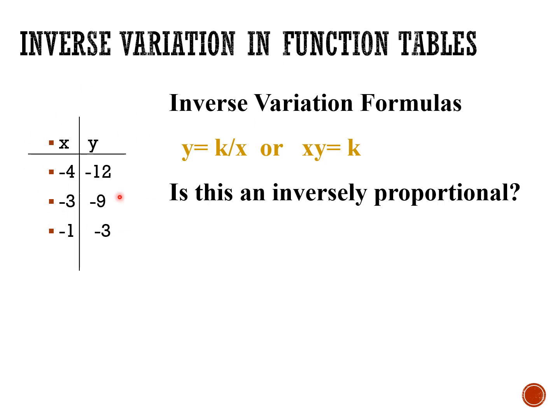The other one is, ito po ba ay inversely proportional? No. Why? Kasi kapag kinuha natin yung product nito, so negative 4 times negative 12, that is positive 48. Negative 3 times negative 9, that is positive 27. Negative 1 times negative 3, that is positive 3. So magkakaiba po yung product nila. So this is not inversely proportional or an inverse variation.